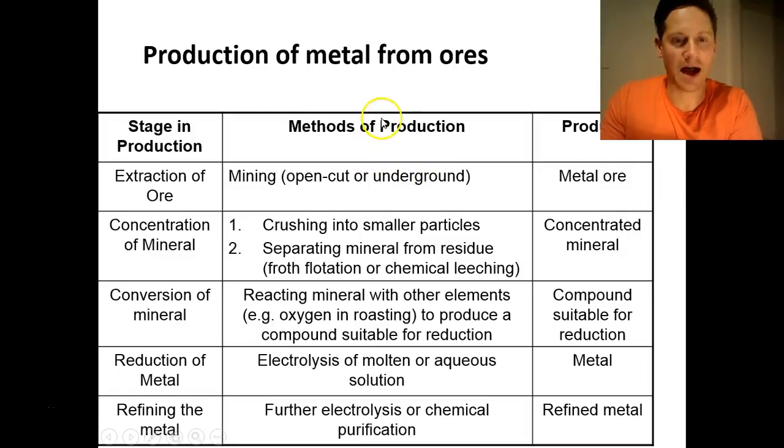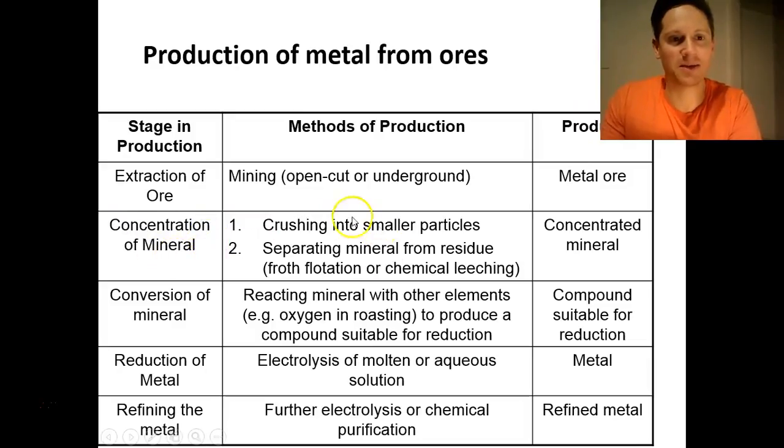So we've got a 5-stage process in order to produce metal from ores. The first step in production is the extraction of the ore. So that involves mining. Essentially companies have to dig these big ores up. That involves a relatively small or a big, depending on what the company is, mining operation. So open cut or underground would be different types of mining, and it involves a lot of machinery, a lot of money, and then you're digging up the product, which is your metal ore.